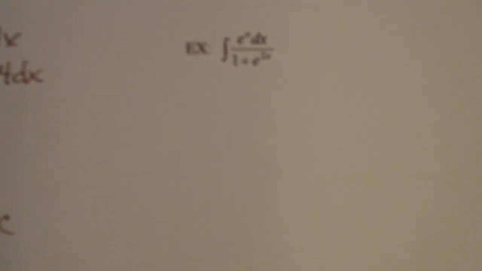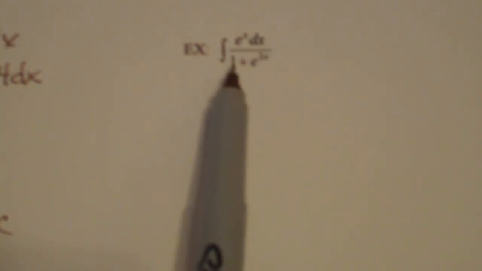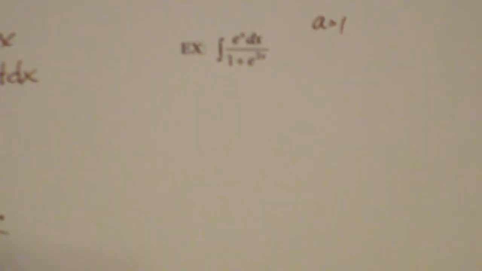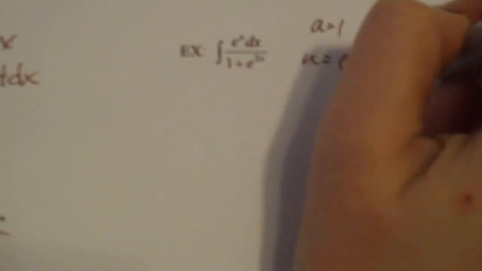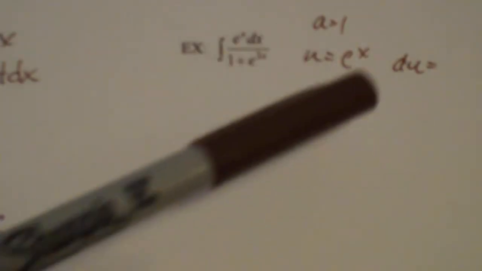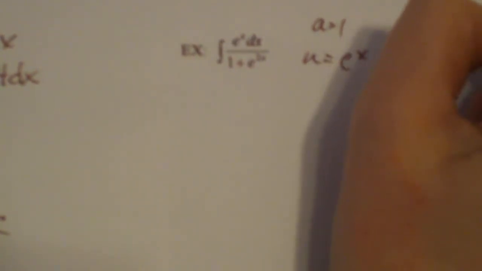Looking at this next one, little tricky. If I look, does it fit the format? Do I have a constant squared plus a variable squared? Yes. In this case, a is 1. U, what variable is getting squared to get me e to the 2x? E to the x, okay? And then what's du going to equal? Well, du is the derivative of this. So it's e to the x dx.